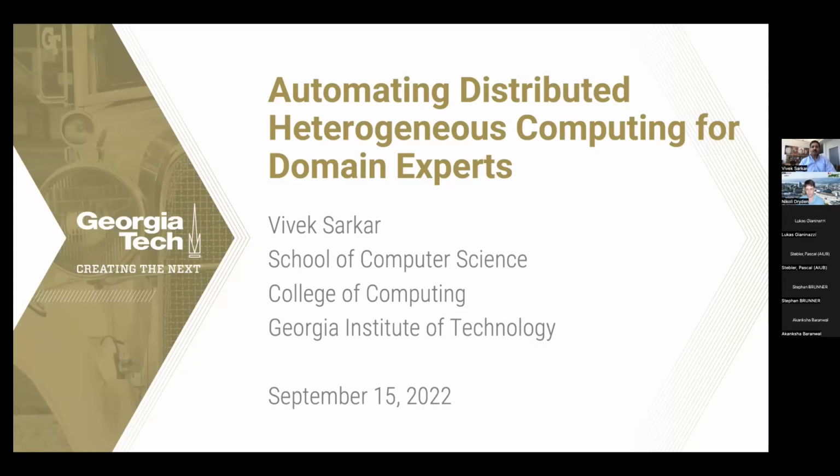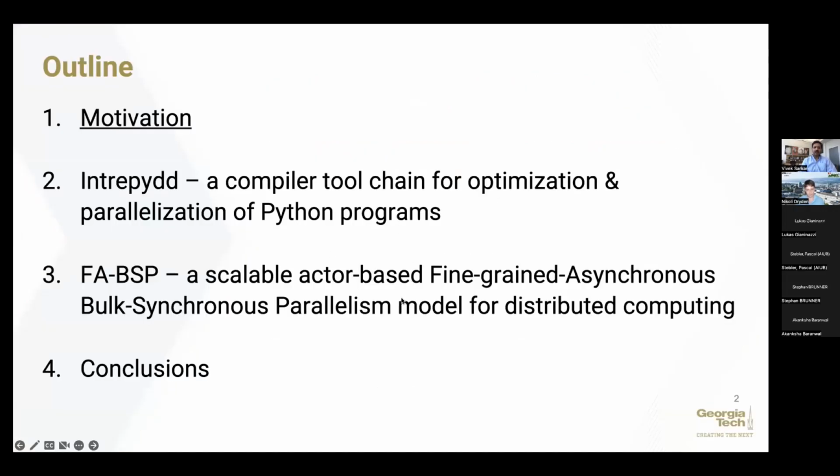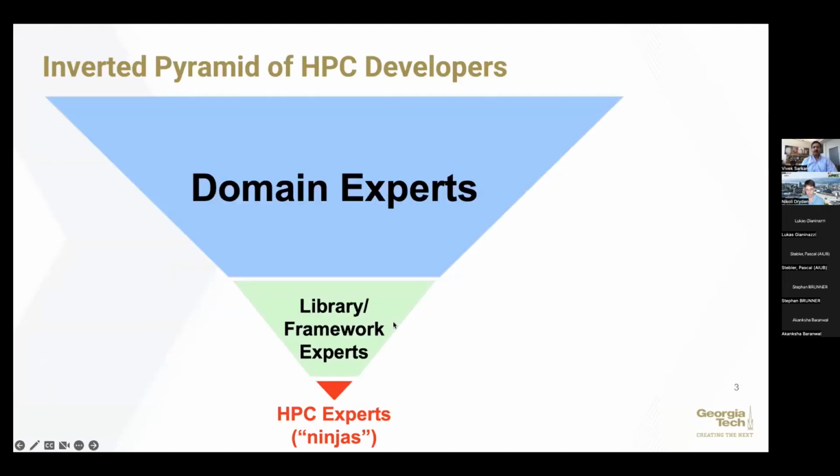So the topic that I wanted to focus on today is that of automating distributed heterogeneous computing, but from a domain expert perspective. So here's the outline for what I'd like to cover today. And starting with the motivation, when I think about developers in the whole high performance computing ecosystem, I have this visual of an inverted pyramid that I've used for a number of years. And it's not, well, it is drawn to scale, but maybe log scale.